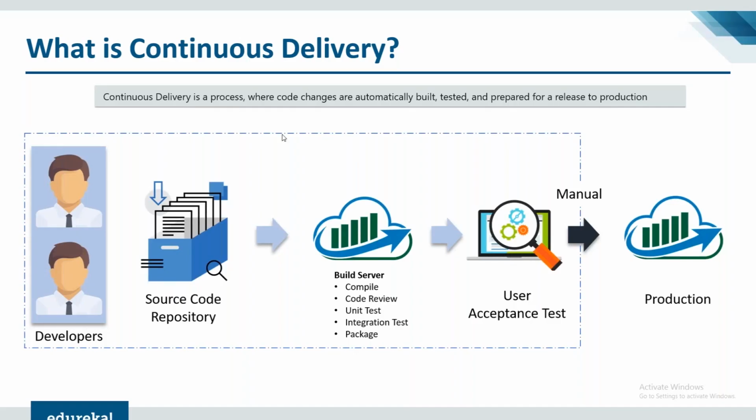Now, what exactly is continuous delivery? As we discussed, continuous delivery is simply a process where the entire code changes are automatically built, right? For example, let's suppose we have the code stored on Git. We have this code stored on Git, right? So as a part of the source code repository, we have the entire code that is built on top of.